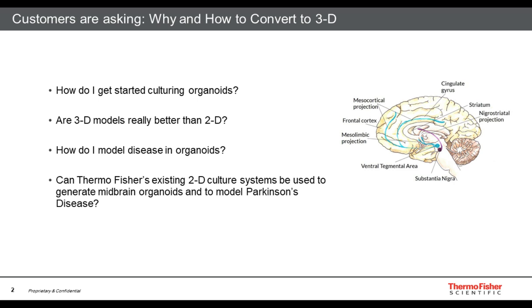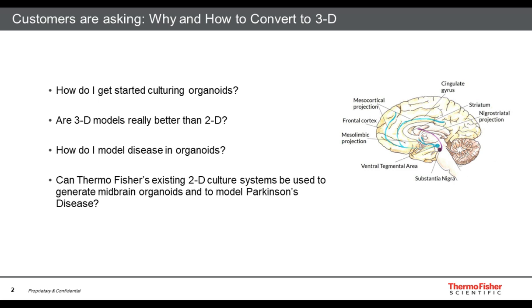As you're probably aware if you're watching this seminar, in the past few years, there's been a boom of publications on organoids and other 3D culture systems for studying the human brain. Here at Thermo Fisher, some of our customers are trying to catch up with that boom, and so they're asking us some introductory questions, such as, how do I get started culturing organoids? And are 3D models really better than 2D? And how do I model my particular research area in organoids?